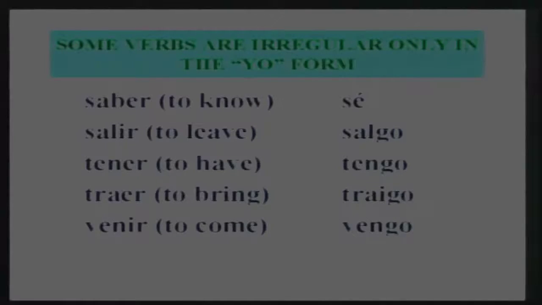Tener, to have. Tener becomes tengo. Traer, to bring, becomes traigo. Venir, to come, vengo. And ver, to see, becomes veo. I wish I could tell you there's an easy shortcut to remember these, but there is no easy shortcut. You will have to memorize these verbs. These are known as irregular verbs. Now let's practice. Go to the textbook and let's practice on page 30.